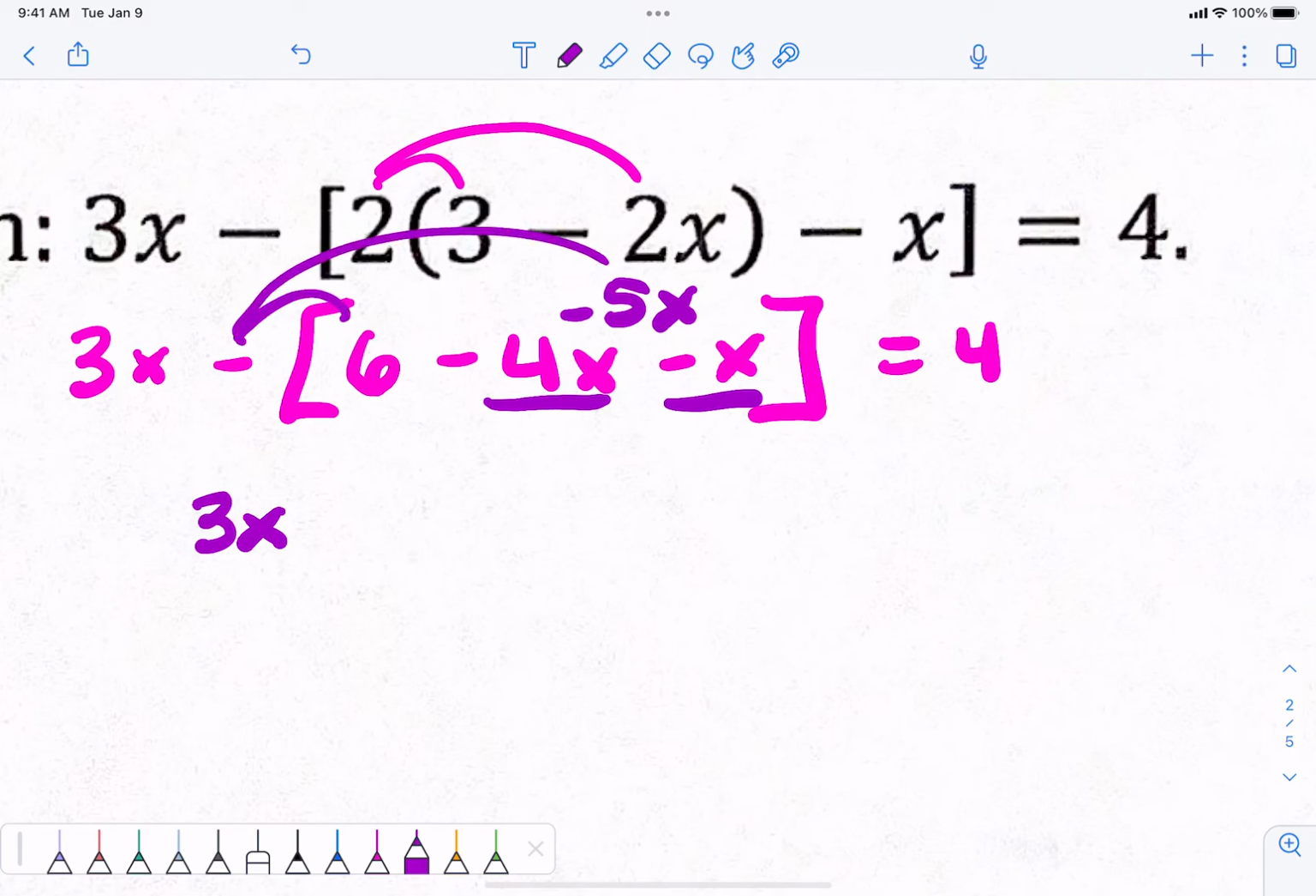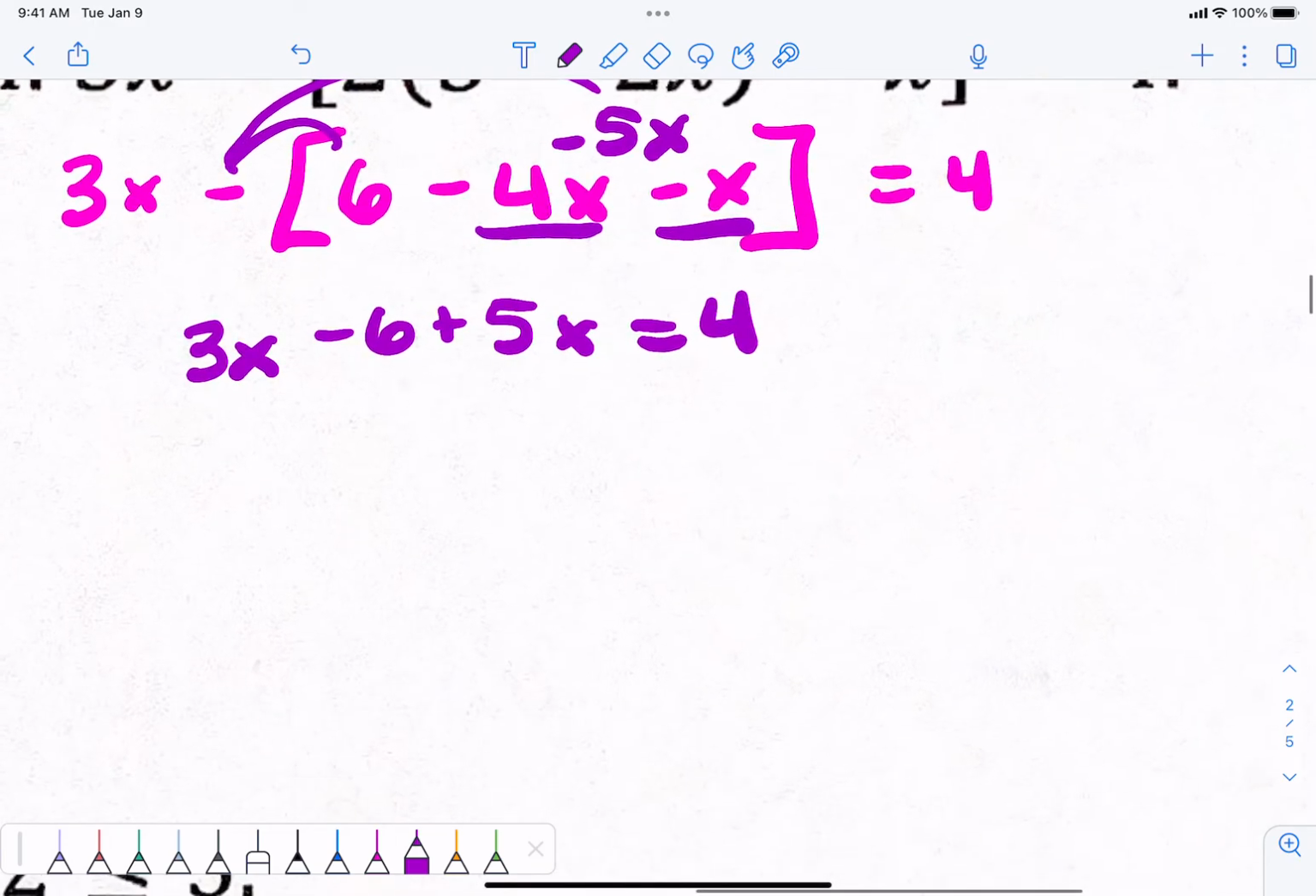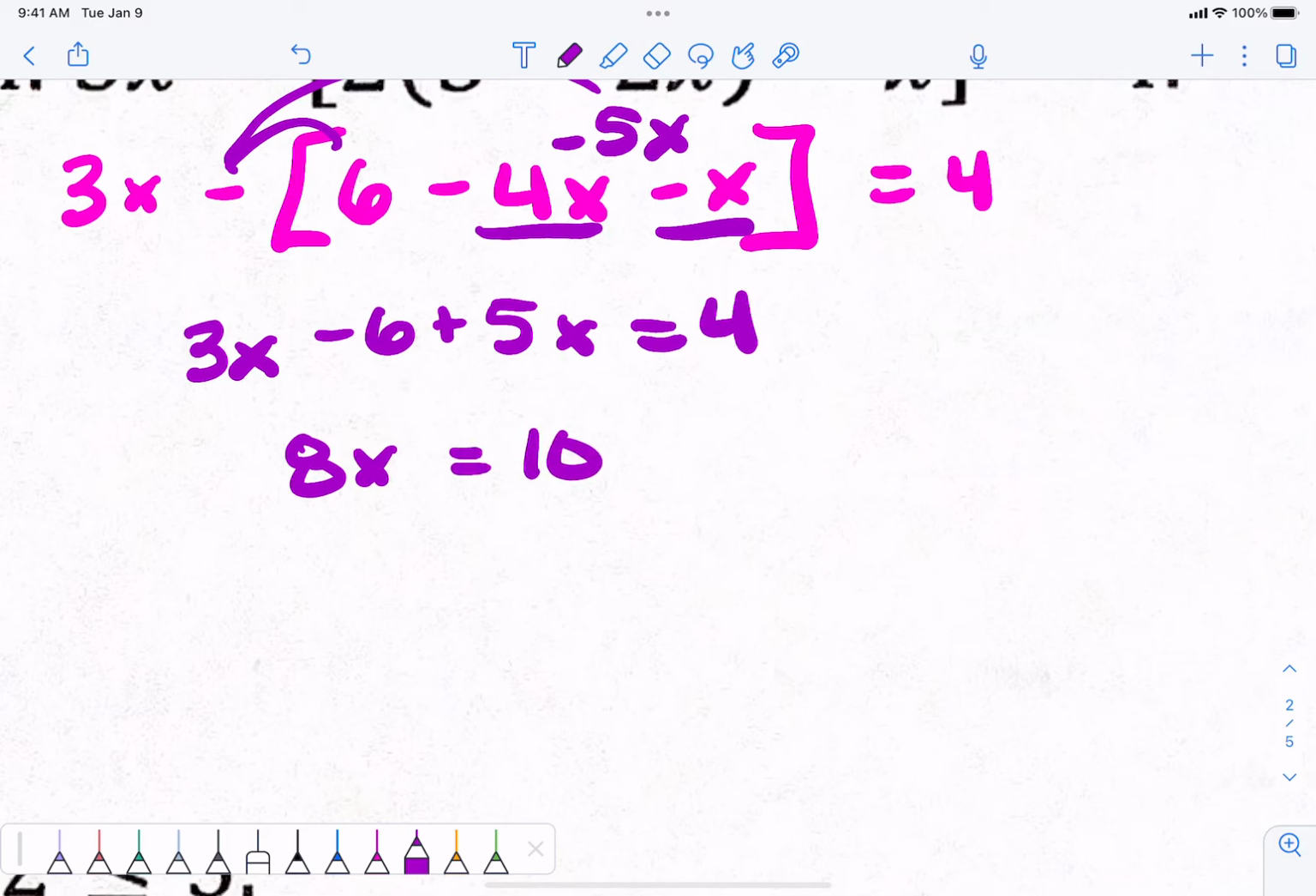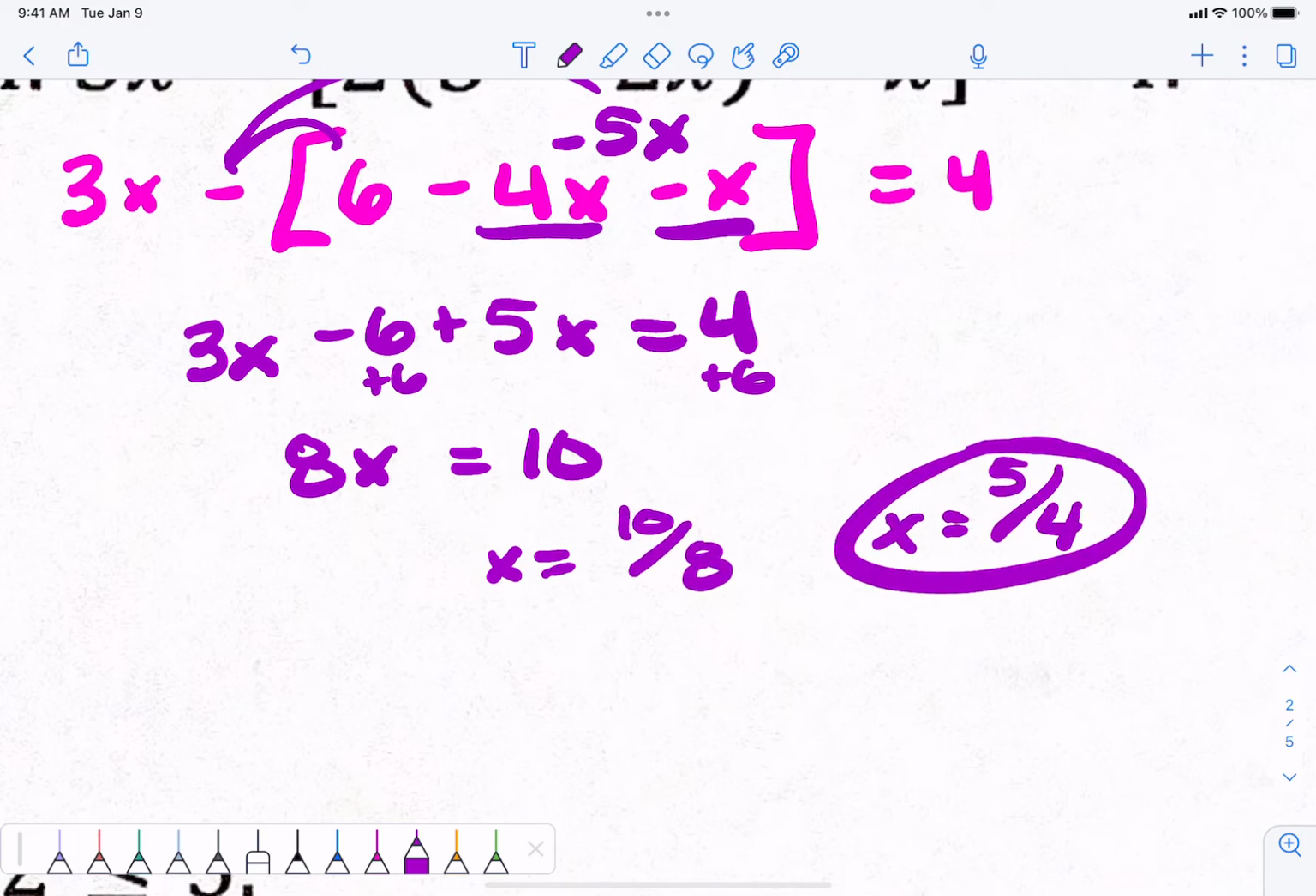Distribute the negative. Yes, distribute the negative. That's why I didn't drop that bracket, because you have to distribute the negative. So this would be 3x minus 6 plus 5x equals 4. Now it's pretty easy from here. So 8x equals 10, right, if you add the 6 over. And x equals 10 over 8 or 5 over 4. Very nice.